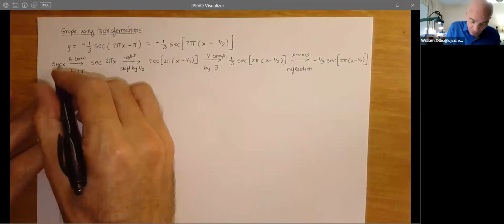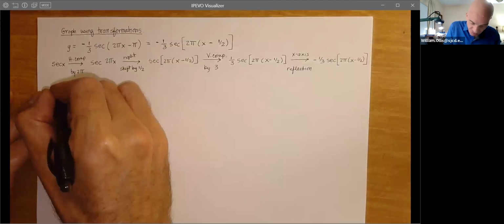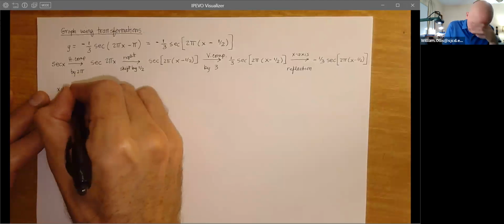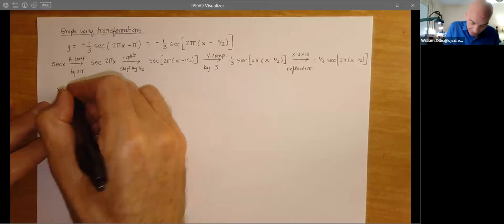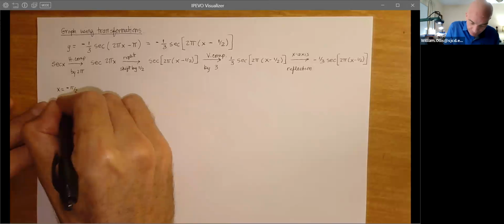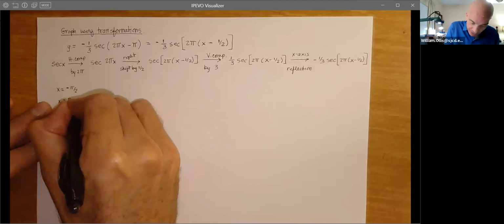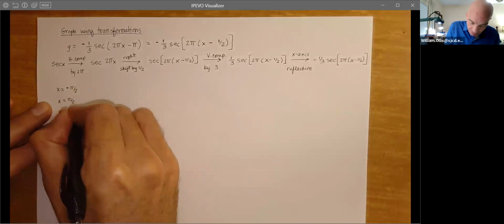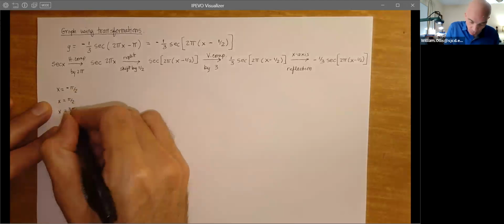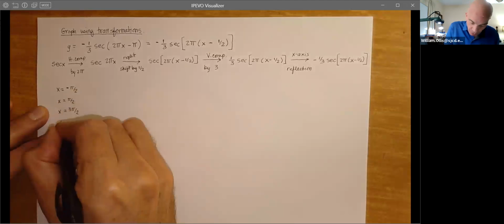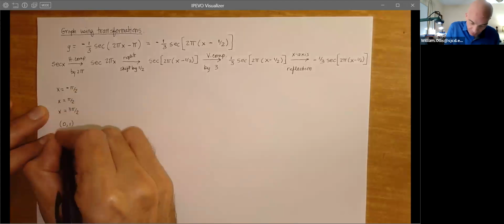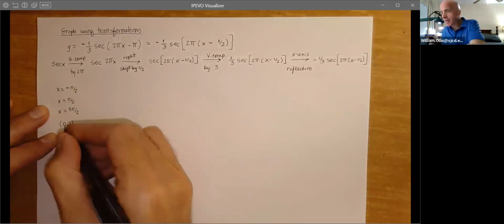So first, let's remember what we have. We have x equals negative pi over 2. We have x equal pi over 2. These are the vertical asymptotes, and x equal 3 pi over 2. And then we've got the points. We've got 0, 1. And then as we move over to pi, we have pi, negative 1.